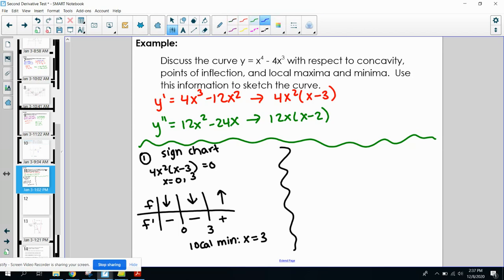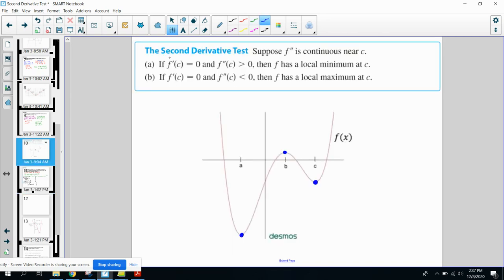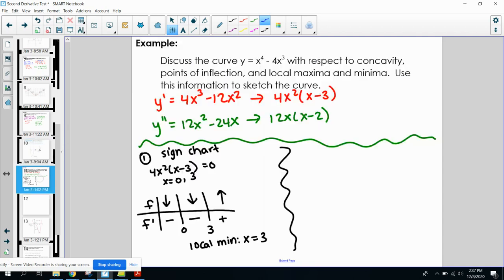Now the way to also figure this out is by using the second derivative test. I'll go back really fast so we can see. The second derivative test says to find those critical points, that's what c is, and then plug the critical point into the second derivative and check the sign. So I'm going to do y double prime, my second derivative, at my critical points. So I have 0 and I have 3. I'm going to plug in 0.